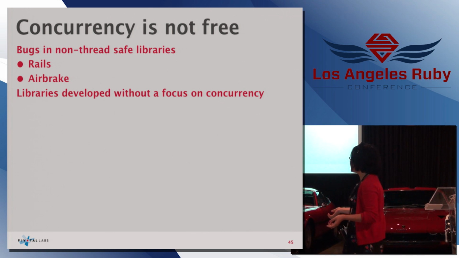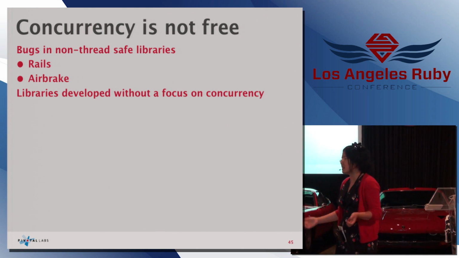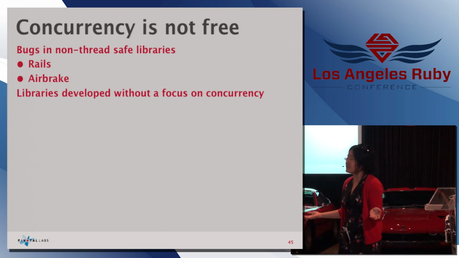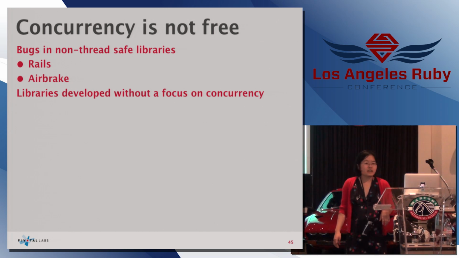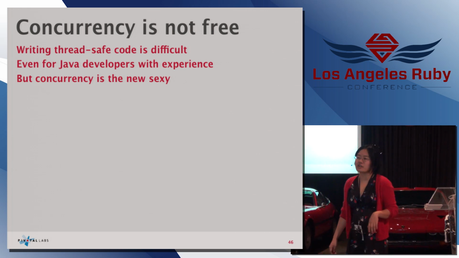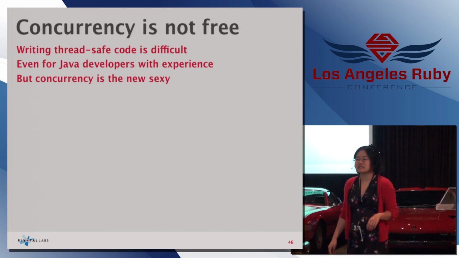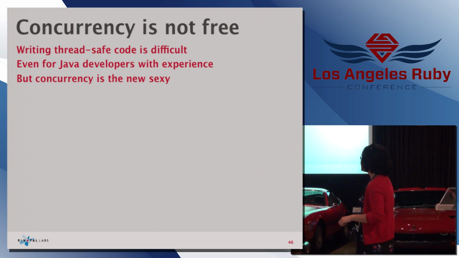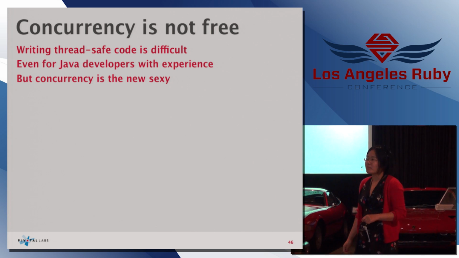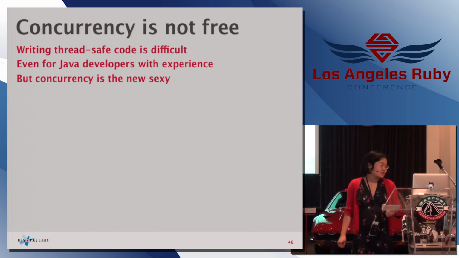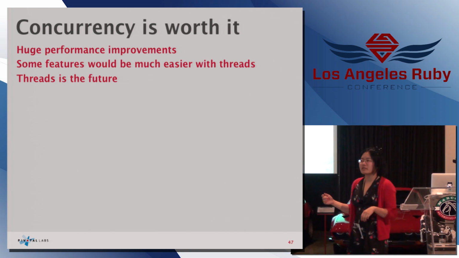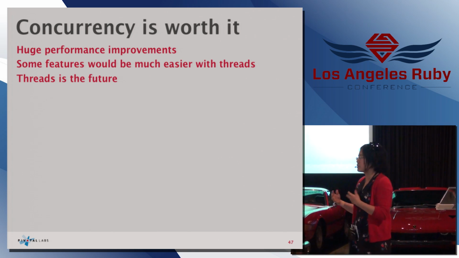but it's still a point to keep in mind that libraries are developed without a focus on concurrency. And if there are bugs, you're probably going to be the first one to discover them. This especially applies if you're aiming for concurrency and thread safety in your own app. Writing thread safe code is difficult, but it's something that's really important as hardware limitations face us. So concurrency is worth it because concurrency offers huge performance improvements.